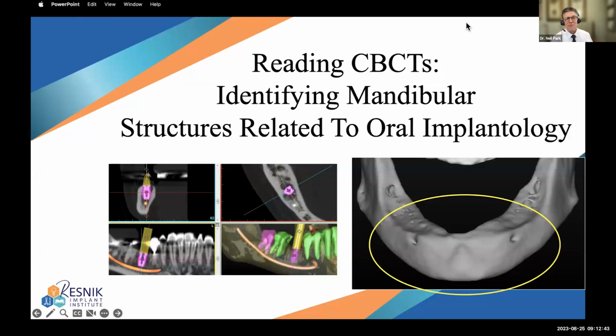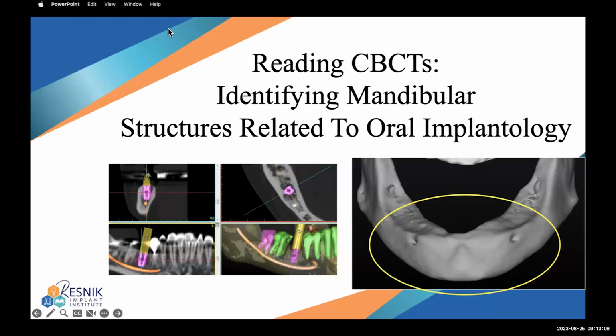It's all yours. Okay, great. Thank you very much, Neil. It's great to be back. I think it was about a year ago, I talked about the maxilla. So today we're going to talk just about the mandible, any vital structures that are related to any type of surgical or prosthetic procedures that we'll be doing in implantology.